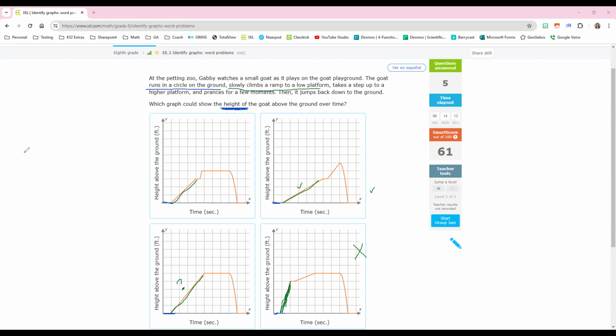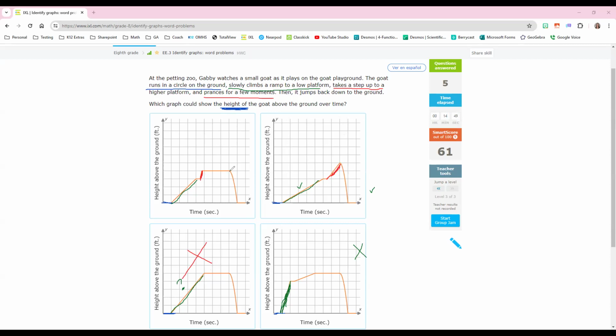But we got to keep reading. The next part says, then the goat takes a step up to a higher platform and prances around for a few moments. Okay. Well, it takes a step up and then prances around. Well, this shows a step up. This shows a step up. This one does not show a step up. All right, we've now eliminated those two.